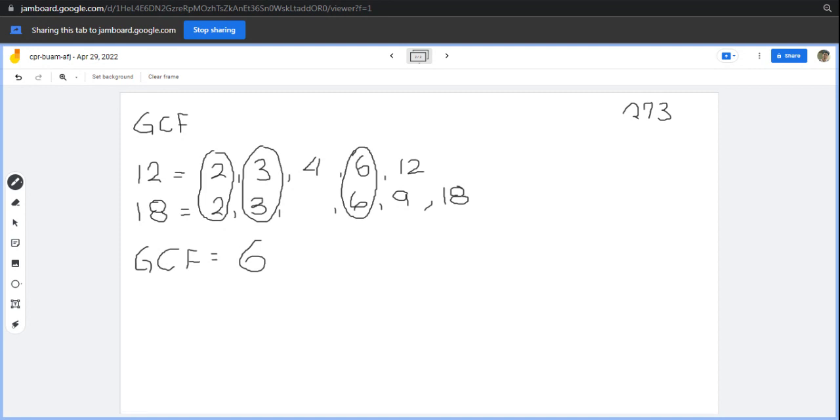Okay? So, naunawaan. Bakit hindi si number 3 yung GCF natin? Eh, parehas naman sila may number 3. Because it's lower. Okay. It is lower than 6. Naunawaan ba? Naunawaan ba natin, MM?